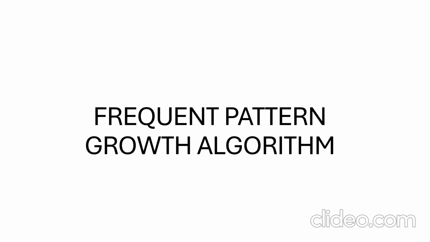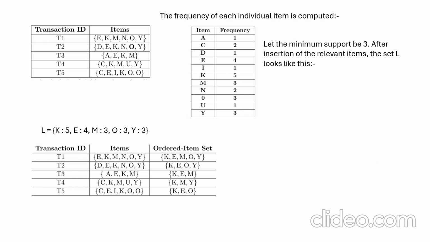In this video, we are going to look into the frequent pattern growth algorithm problem. So let us see a sample data set here where we have 5 transactions T1, T2, T3, T4 and T5. For each transaction we'll have a list of items. Now let us compute the frequency of each individual item.